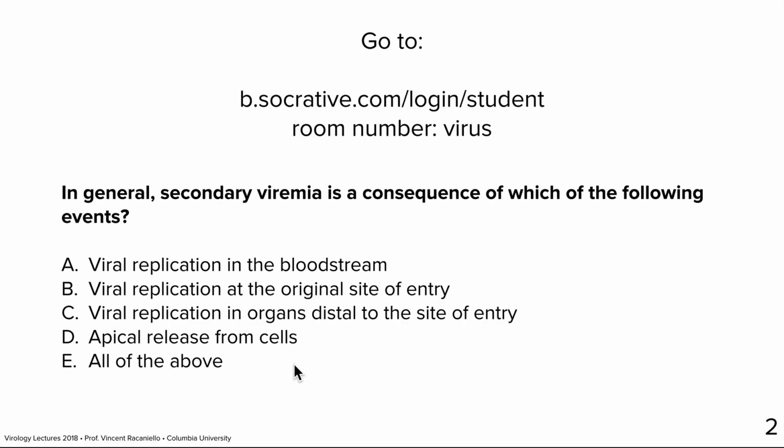I'm going to give you the answer now, so if you want to pause, now is the time to do so. The answer is secondary viremia is a consequence of viral replication in organs distal to the site of entry. Remember, the original site of entry gives you that primary viremia. The virus then spreads in the blood somewhere else, and that is secondary viremia.